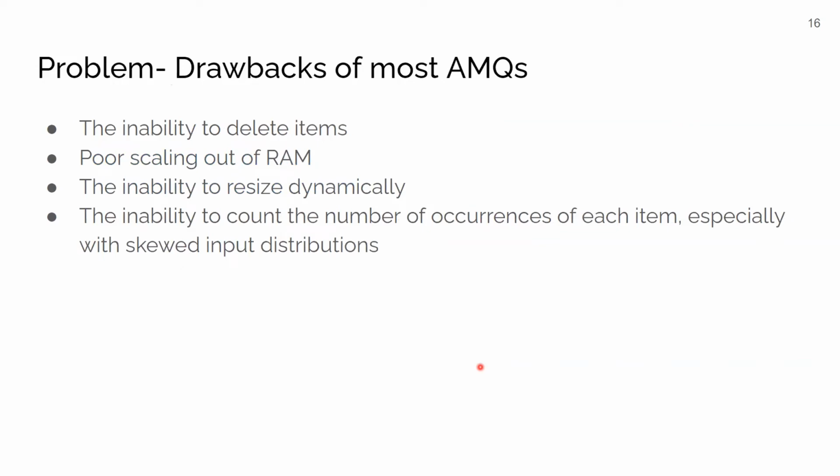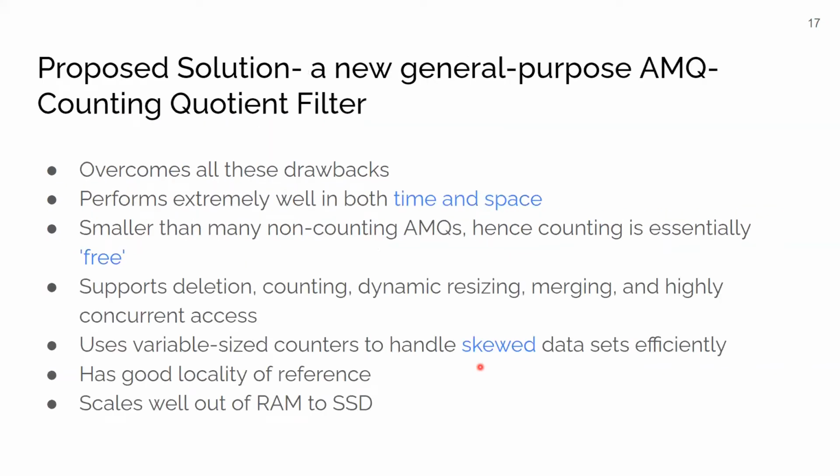So here's the problem. Most of these AMQs have drawbacks, such as the inability to delete items, poor scaling out of RAM, the inability to resize dynamically, and the inability to count the number of occurrences of each item, especially with skewed input distributions. And so here's the proposed solution, a new general purpose AMQ, the counting quotient filter. It surprisingly overcomes all these drawbacks.